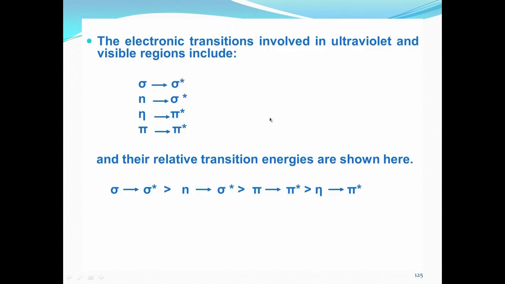So, in essence, the electronic transitions involved in ultraviolet and visible regions include sigma to sigma star, n to sigma star, n to pi star and pi to pi star, and their relative transition energies are shown here. Sigma to sigma star is the maximum energy, n to sigma star is the next higher energy, and still lower would be pi to pi star, and that would be greater than n to pi star.